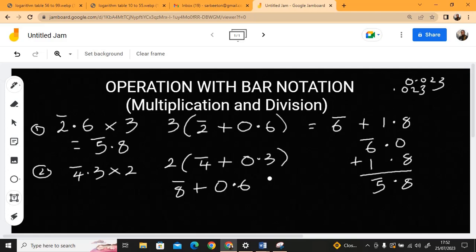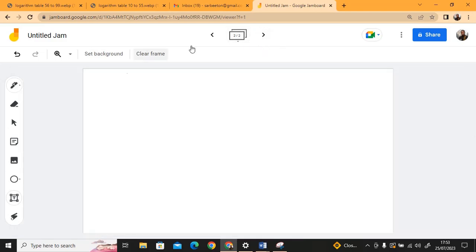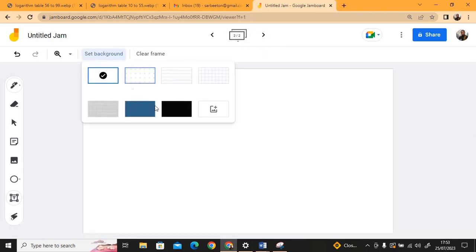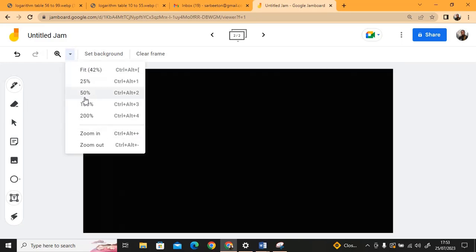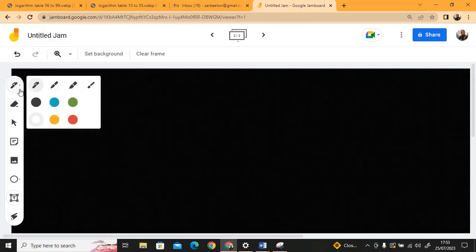So in addition, I told you it doesn't care. There is bar 8 point 0 plus 0.6. So that should give us bar 8.6. So the final answer here is bar 8.6. Now let's move to another. Let's do one more example. Now let's assume you give another one like this.